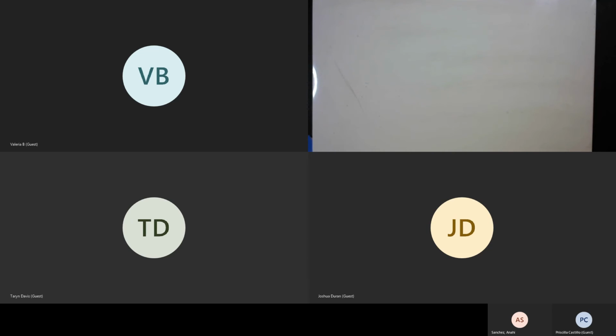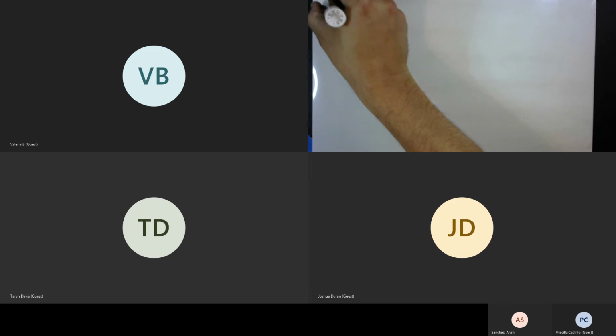So let's do an example. Let me pull an example here from the text. And let's see here. All right. So I'm going to look at example 4. It's on page 59. But this is what we've got.